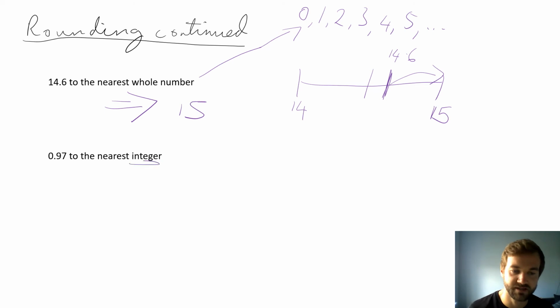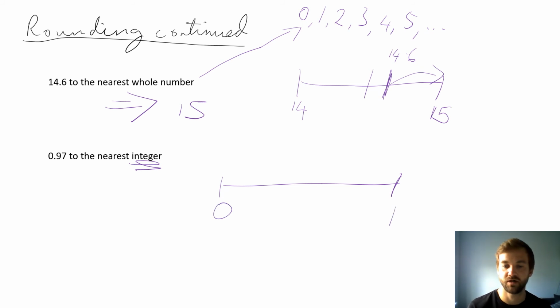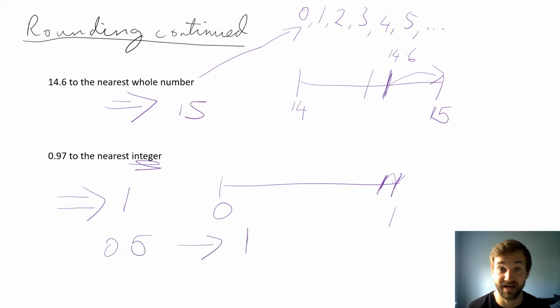0.97, integer again is whole number. Let's visualize it. 0.97 is between 0 and 1. It's very close to 1, which means it rounds up to 1. Just very quickly, if it was 0.5, that would round up to 1. So if it's 0.5, it rounds up to 1. Same for the last slide. If it's 55, it rounds up to 60. If it's 650, it rounds up to 700.